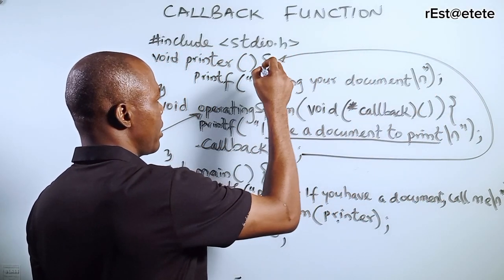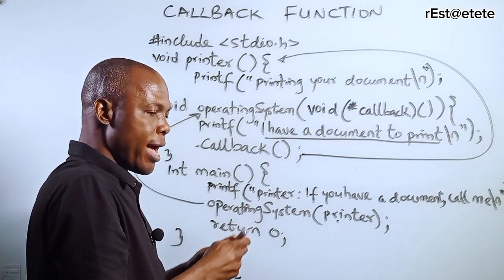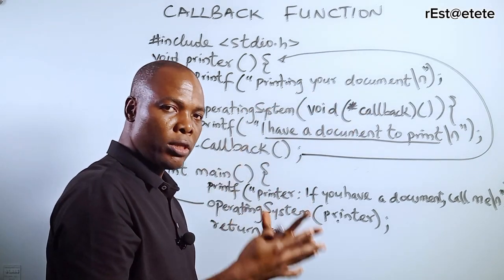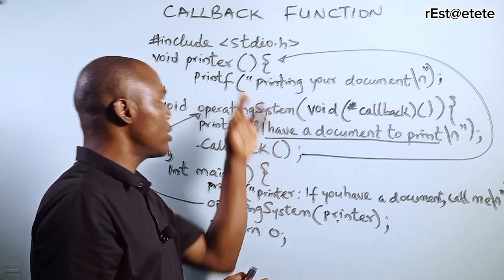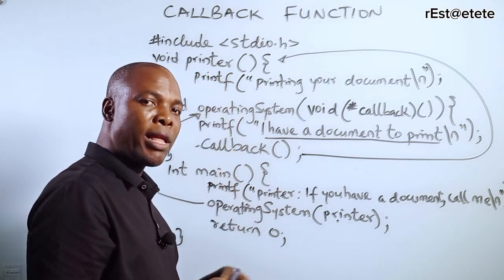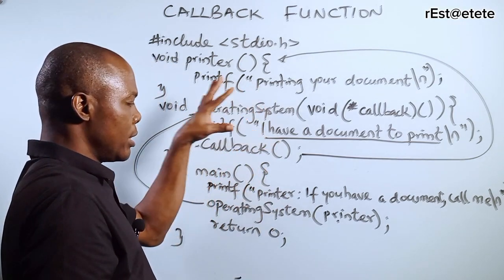So from here, it will come here. Now this one will now be printing your document, meaning the operating system has given the document to the printer. So the printer will now print it out. The printer driver, so this is the printer driver. This printer driver will now print out that document through that printer. So this is how it works.